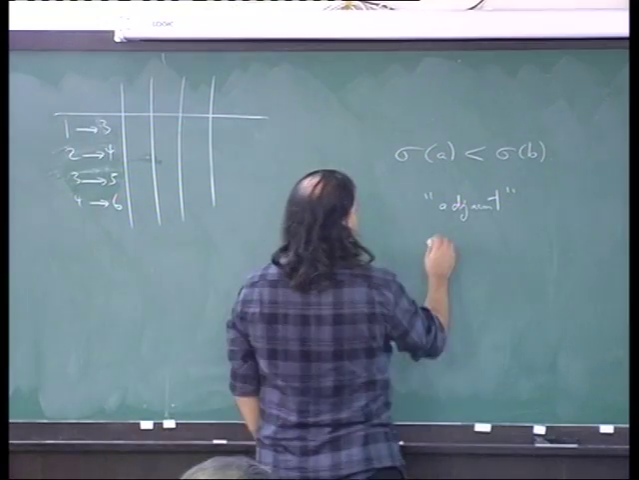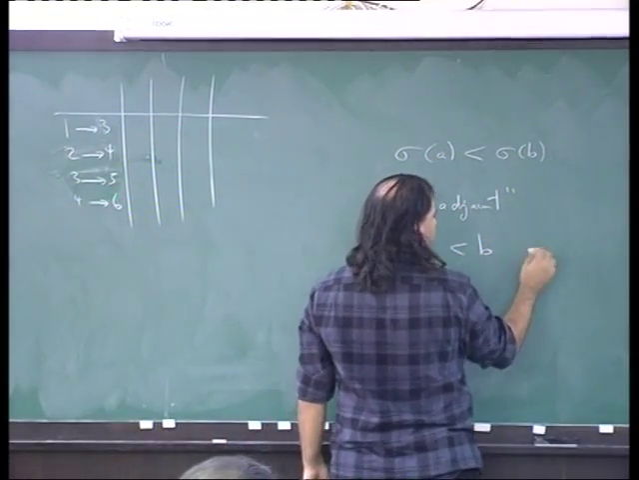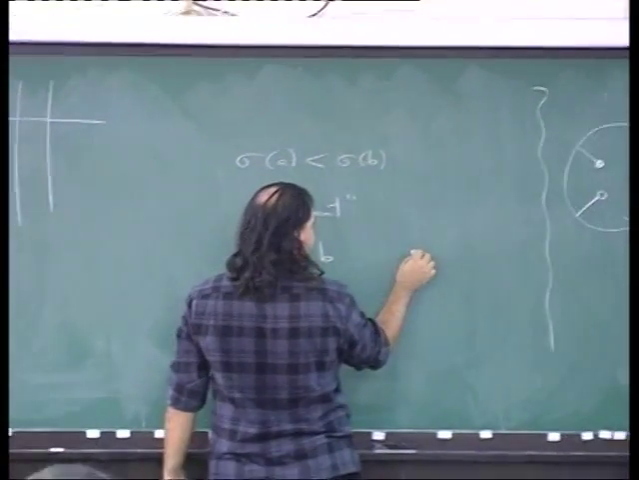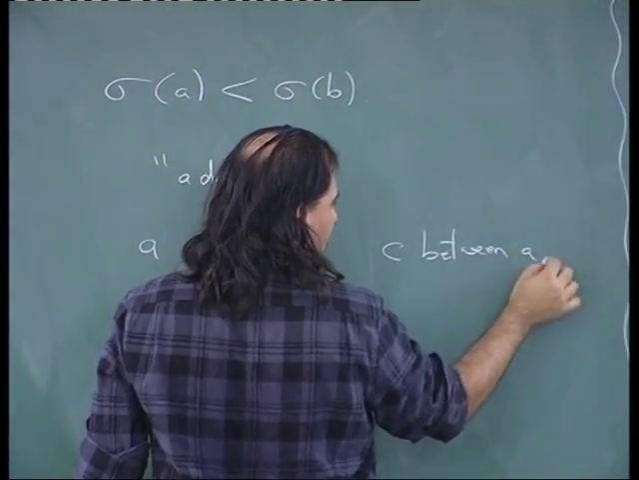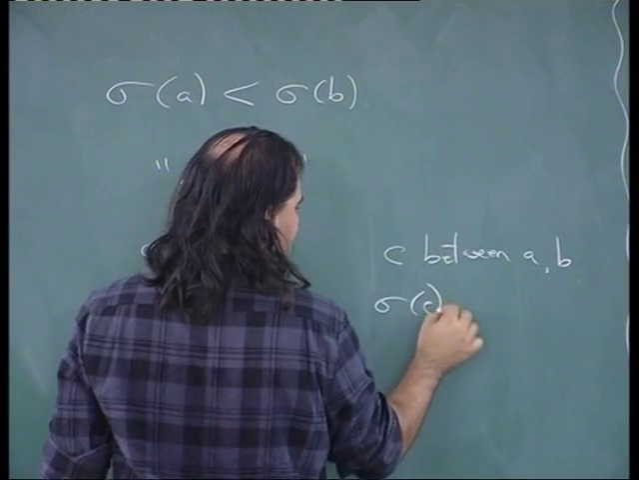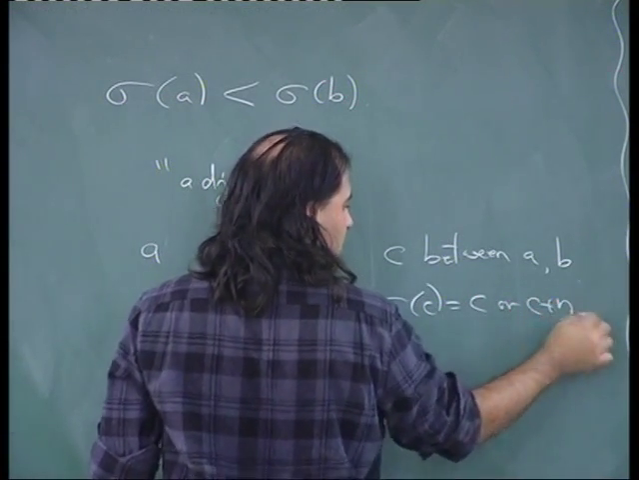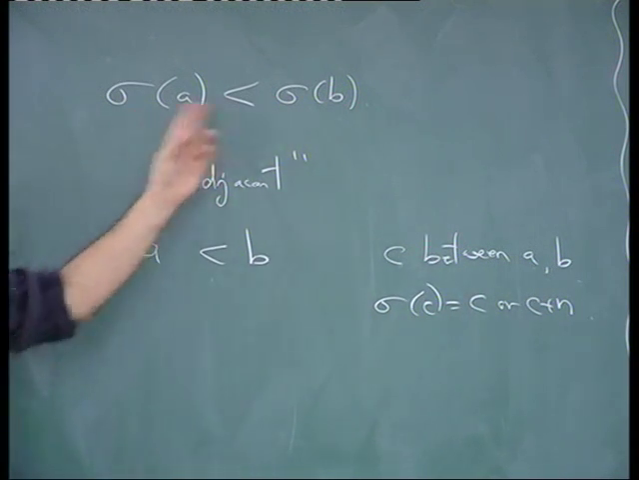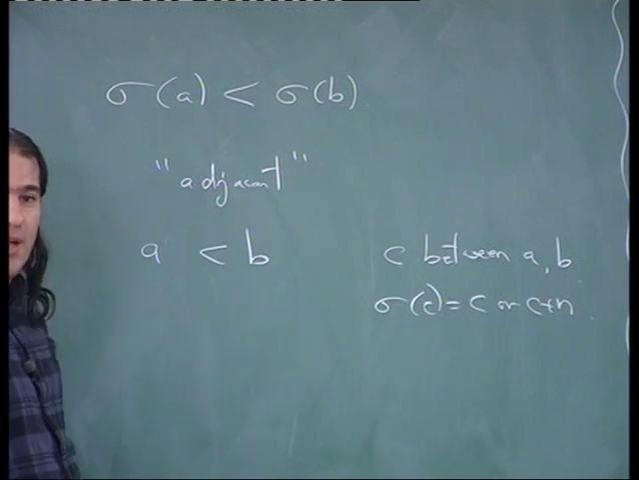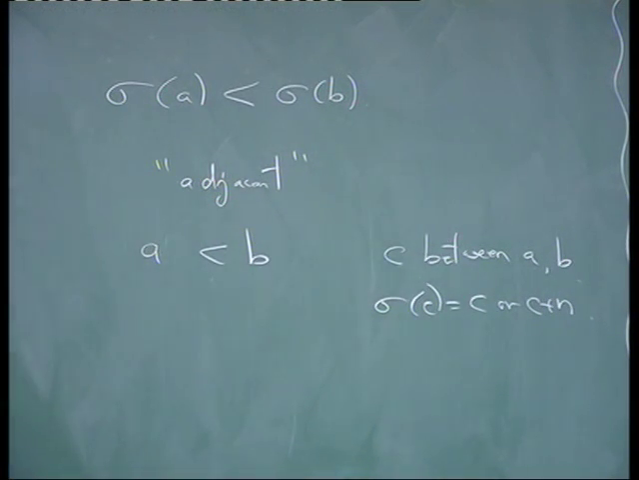Yes, A is smaller than B, with all C between A and B, if there are any, satisfying that sigma of C is equal to C or C plus n. Now there's many, many ways of doing it, as always, but we can choose one particularly nice one, which is that as you go down, the very first time you encounter this, you just do the transposition. So that's the rule for when to do it.